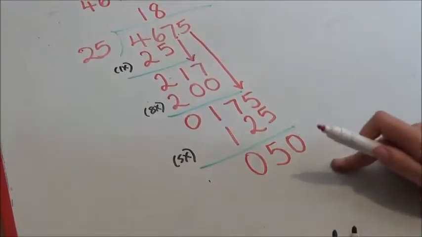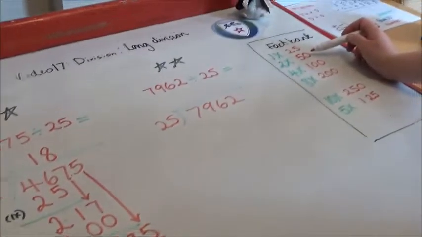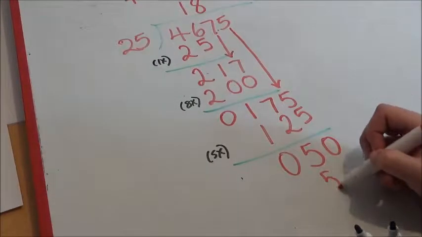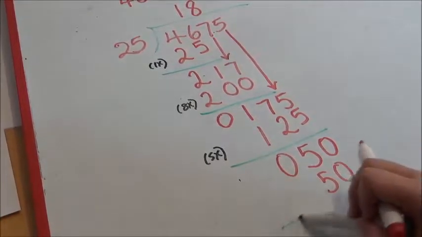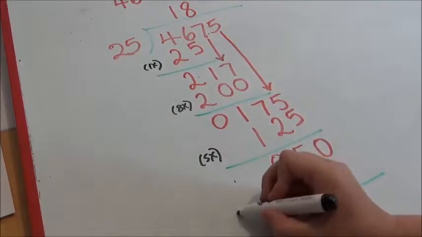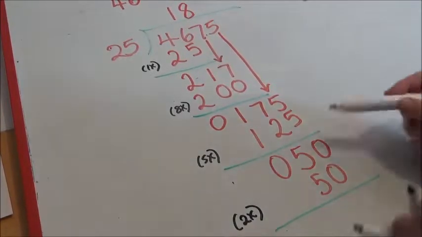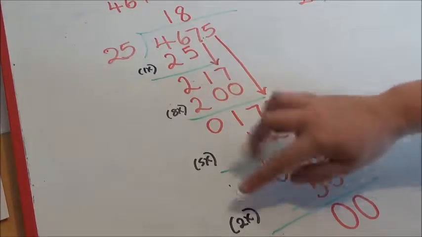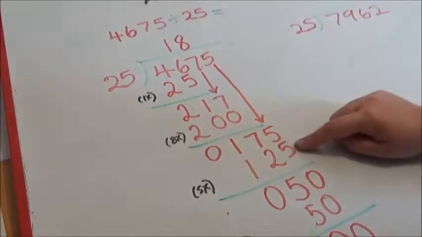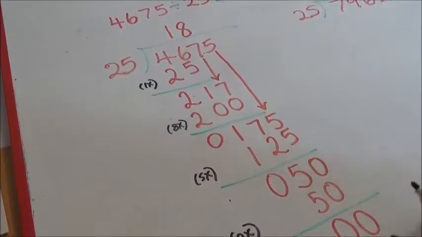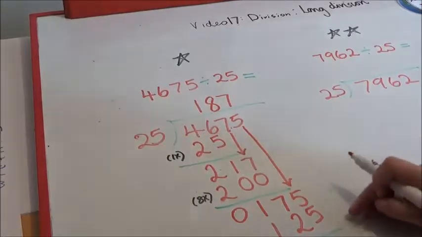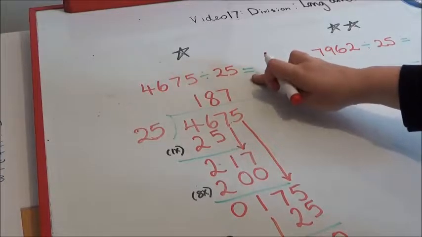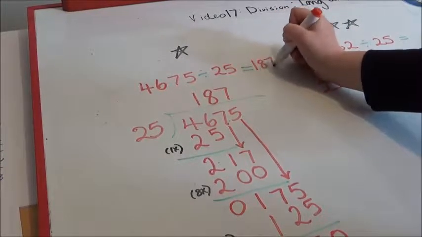We have 50 left. And as I predicted, we can take off another 2 lots of 25 from 50. Yeah, that's 2 lots. And we have nothing left, no remainders. And here you see that we took 7 lots off in total. We took off 5 lots, then we took off 2 lots. That would have given us 7 lots. So 4,675 divided by 25 is the same as 187.